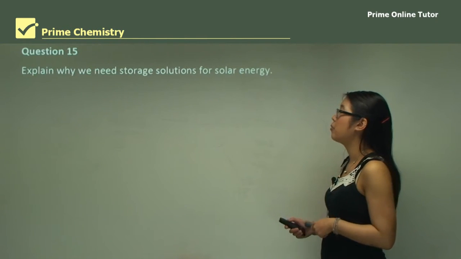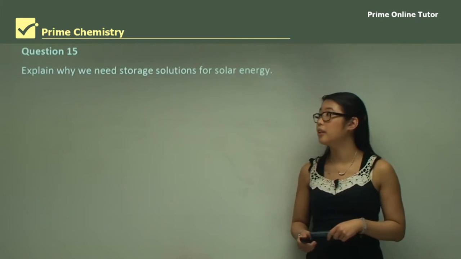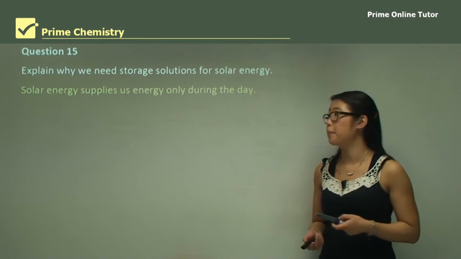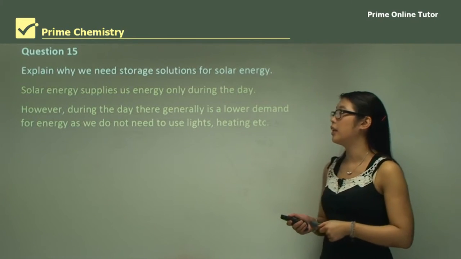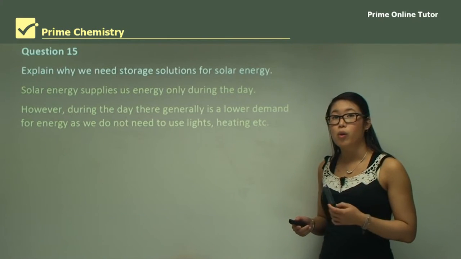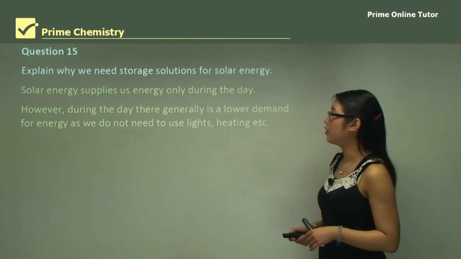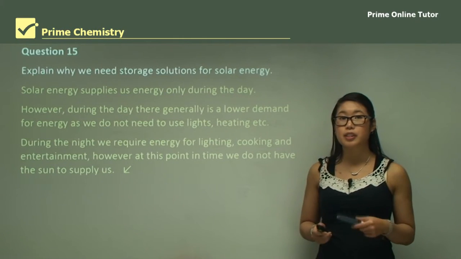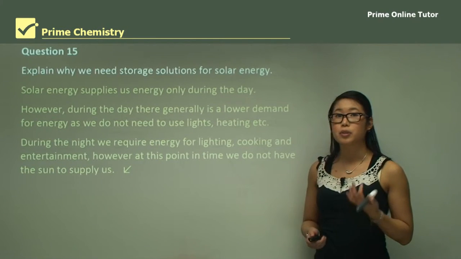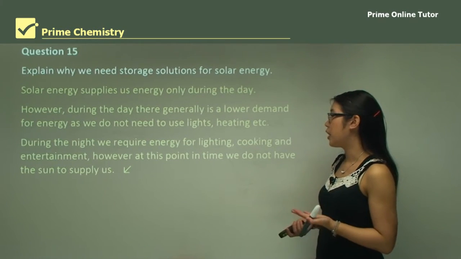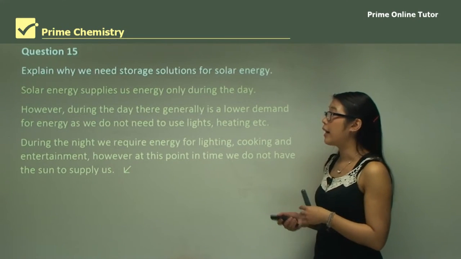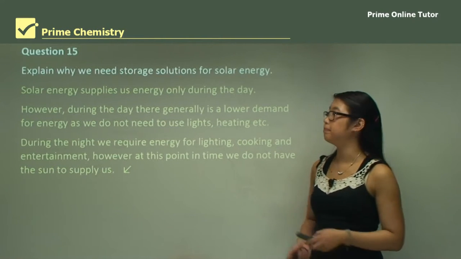Question 15. Explain why we need storage solutions for solar energy. So solar energy supplies us energy only during the day because that's when the sun is up. However, during the day, there's generally a lower demand for energy because we're not home to cook or clean or need heating or lighting. So in the night, we require energy for these things, particularly lighting and cooking dinner. Also, we need it for entertainment because we're at home and we want to relax. So at this point in time, we don't have the sun to supply us. Therefore, we need to be able to store the energy from the sun in the day so then we can use it in the night.